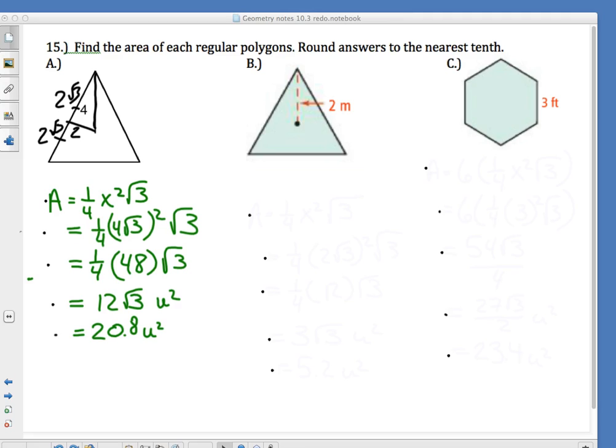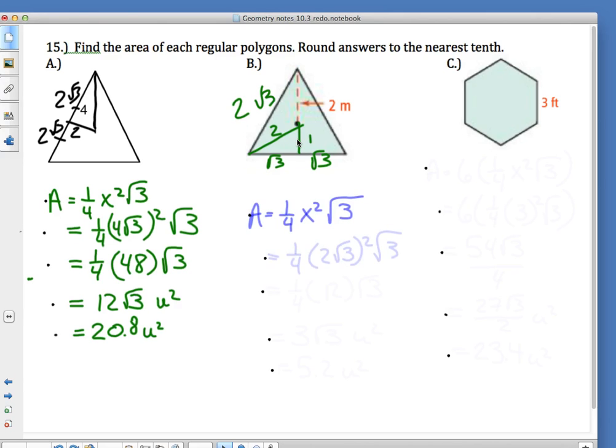Okay, so keep in mind, 2/3 is 2. Half of 2 is 1. So I got the full height is 3. This is 1. So if that's 1, this is 2. This is the square root of 3. This also is the square root of 3. So I've got 2 square root of 3 as my length of a side. That's what I'm going to use.